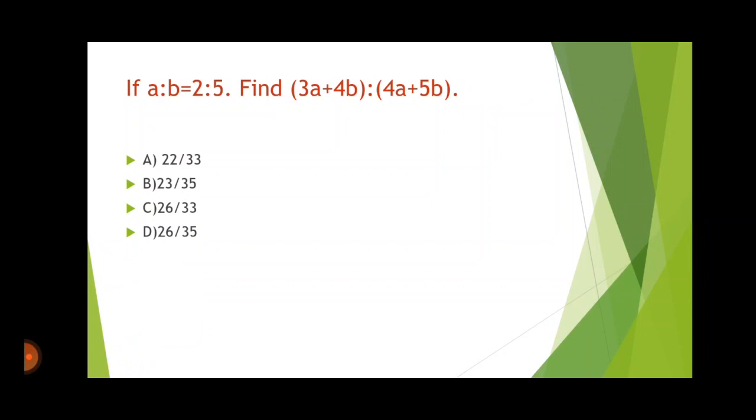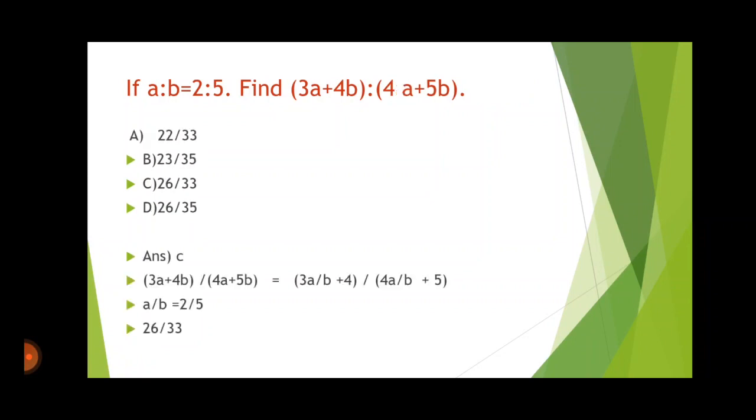And the next question is, if A is to B is equal to 2 is to 5, find 3A plus 4B is to 4A plus 5B. 4 options are given. Here the value of A is to B, or A by B, is given as 2 is to 5. Let's go to the solution.